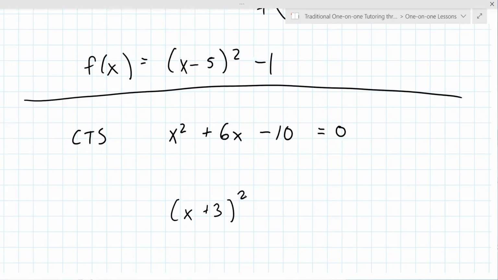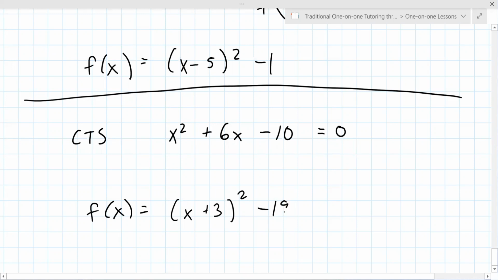Okay, I think this makes more sense to me now. Excellent. What did you get here for your final answer? y equals (x + 3)² minus 19. Yes, so minus 19. Perfect. And do I have to write equals 0 for it to be correct? No. Okay.